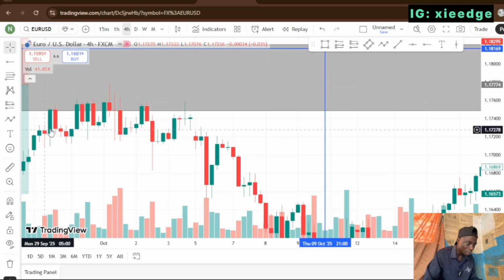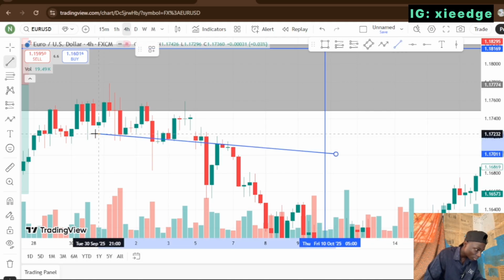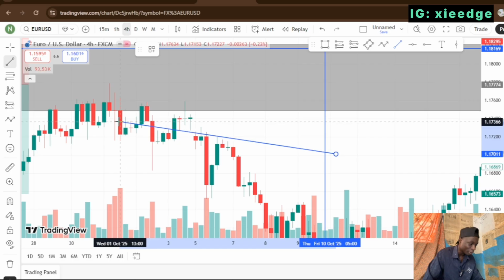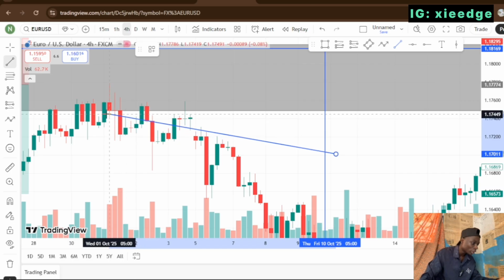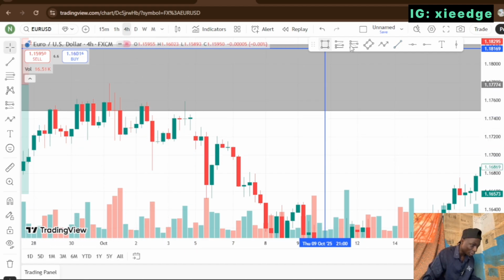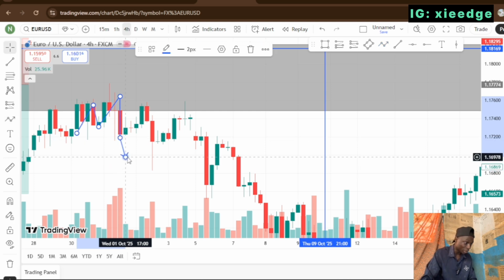So this bearish engulfing, just this one right here, and before the bearish engulfing, we can see something called double bottom. This thing is simple. This is where the double bottom is. The market gave us something like this, then retraced back, then went straight to the downside.